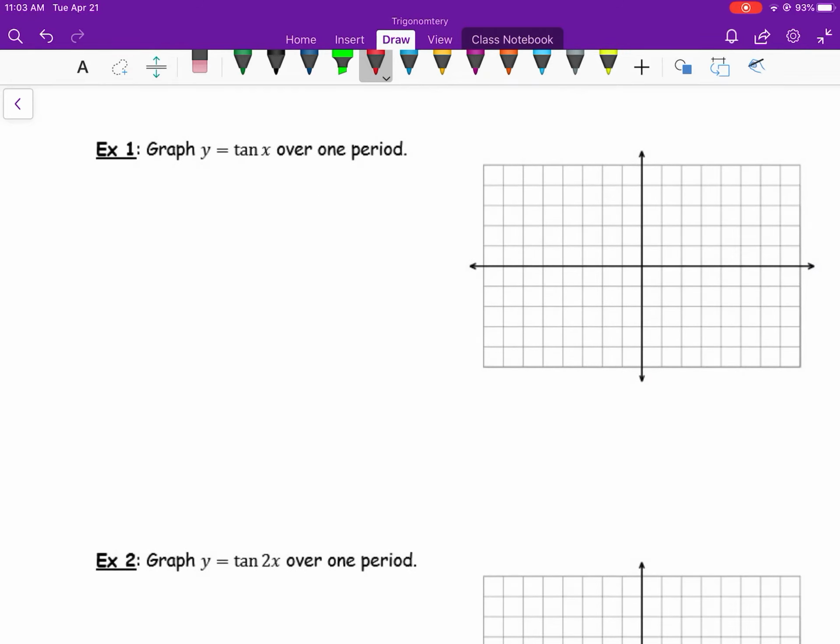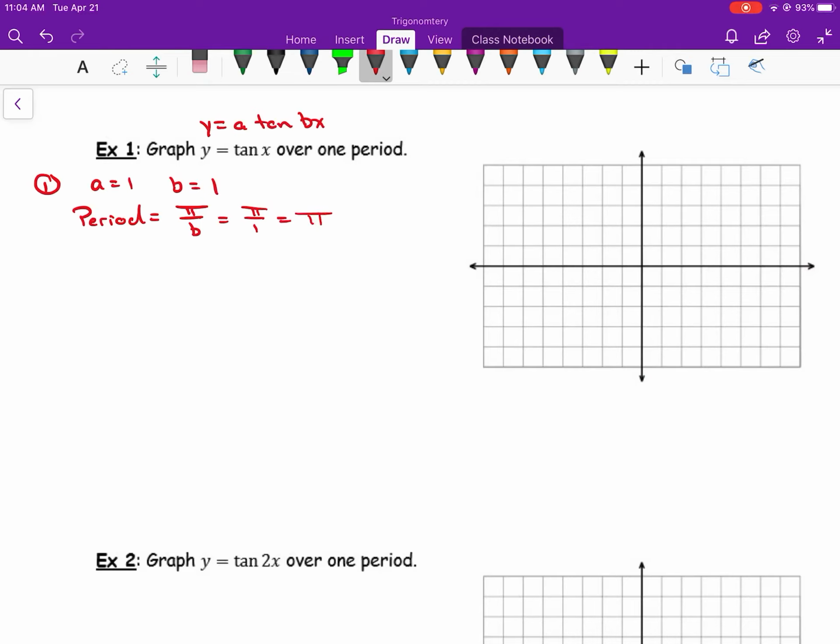So for our first graph, we have y equals tangent of x. So step 1, we're going to label our A and our B. So this is the format. Y equals A tangent B of x. So A equals 1, B equals 1. Alright. So then we'll find our period, which is pi over B. Plug in 1 for B, so pi over 1, which is just pi.